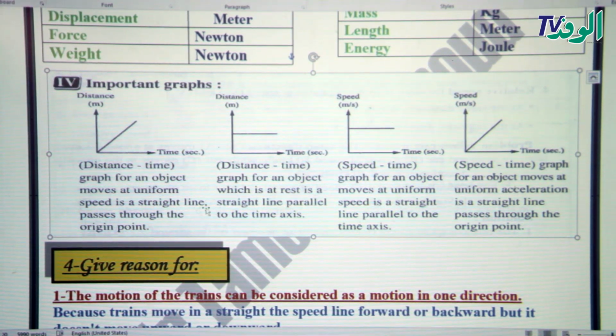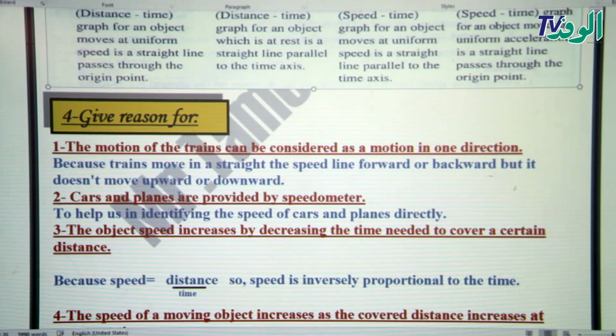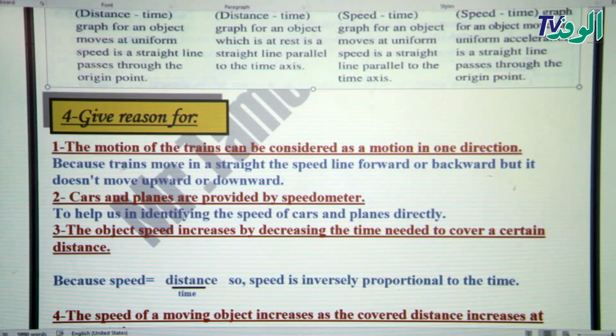Let's move up to another part in our revision that talks about the give reasons. Some of the most important give reasons come up very often in the exams. Let's go through them and see what the model answer will look like. Beginning with: the motion of a train can be considered as a motion in one direction.